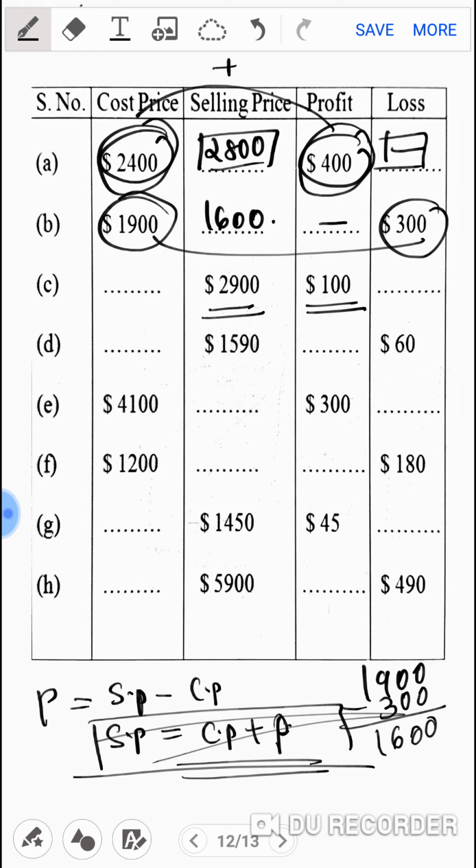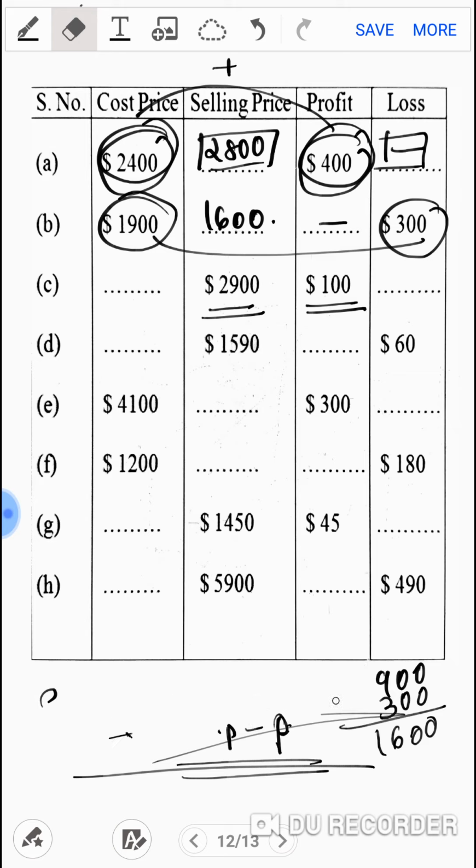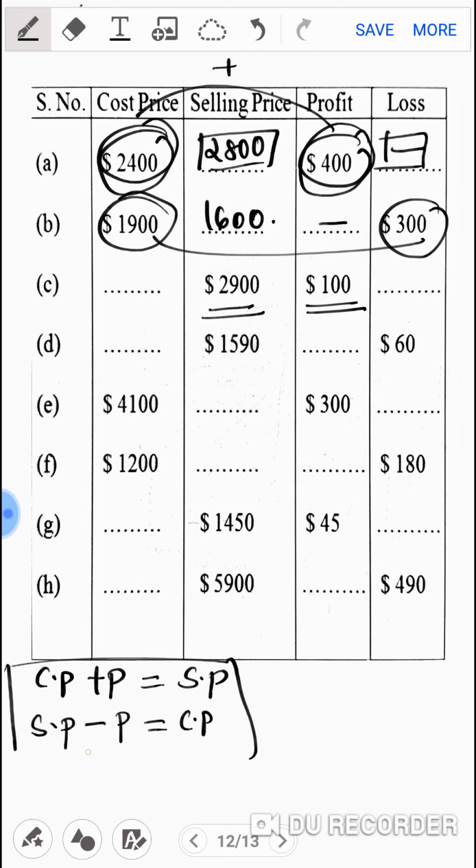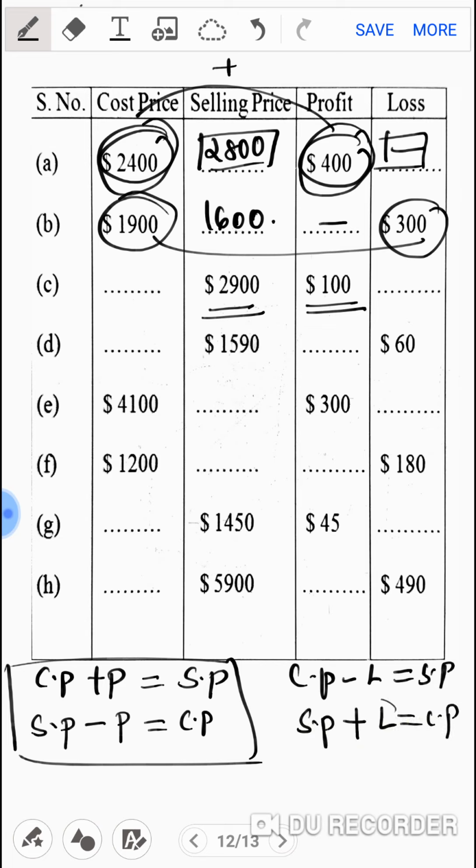Next, 2900 is your selling price and profit is 100. Now dear kids, try to understand. Whenever you have CP, you add profit to get SP. But whenever you have SP, you subtract profit to get CP. Again, whenever you have CP, you subtract loss to get SP, and whenever you have SP, you add loss to get CP. So there's a reverse relation of loss with CP and SP. There's an opposite relation. So in case you have a selling price and you have a profit, then profit should be subtracted from selling price to get cost price.